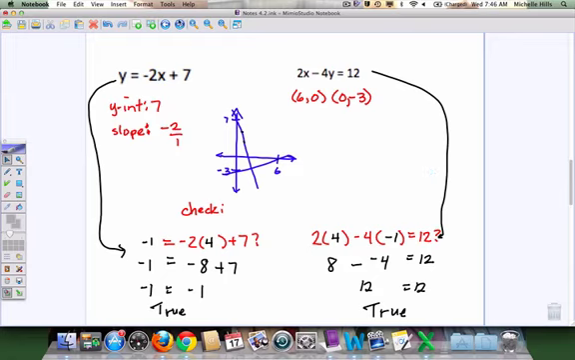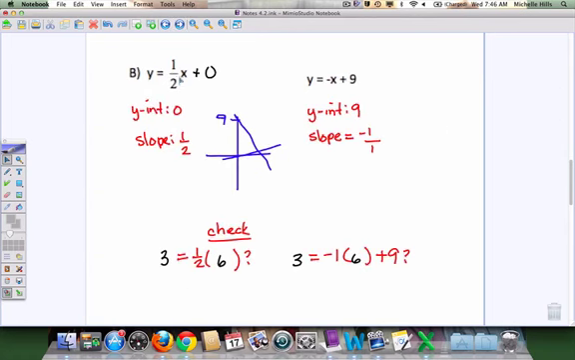Should be true for both of them, or something's wrong with your answer. The second graph, again, pause this at this point if you need to look at this screen a little bit longer. I worked myself through that the y-intercept here was 0 and the slope was 1/2. The y-intercept of the second line is 9 and the slope is negative 1. A quick sketch of the graph showed me I need to get up to positive 9.